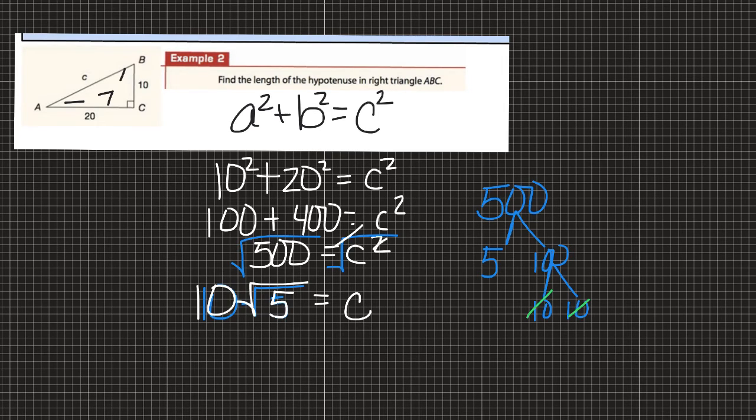All right? And if you needed to put it in a decimal approximation, you could type it into your calculator and you would have to round, but it's approximately 22.36 is equal to c. Okay? Remember, plus or minus, but in this case, it's only the positive case because it's a physical item.